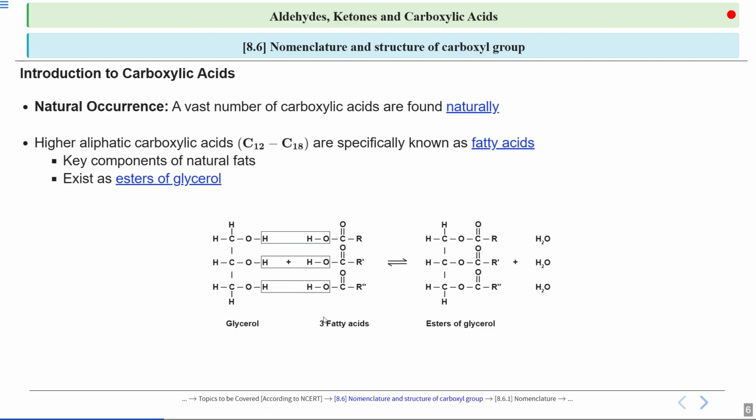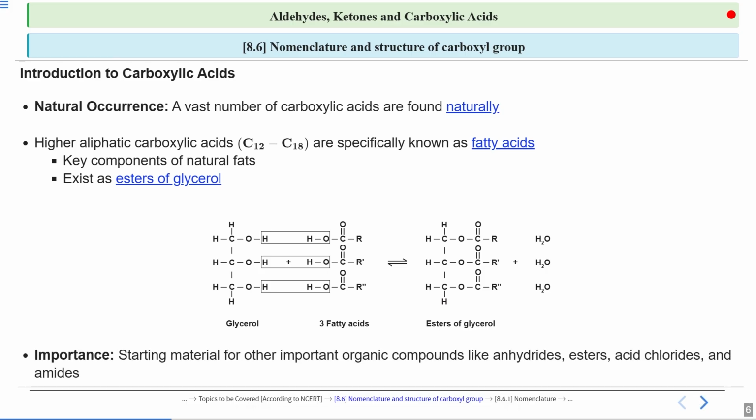Three water molecules are released, one for each ester bond formation. So when you combine glycerol with fatty acids, you get esters of glycerol, also called a triglyceride. Now carboxylic acids are important as starting materials for synthesizing organic compounds such as anhydrides, esters, acid chlorides and amides. Each of these derivatives has various applications in industry as well as in research.